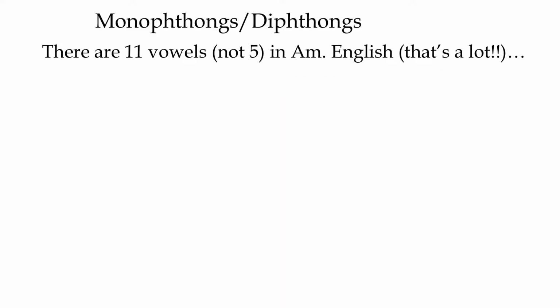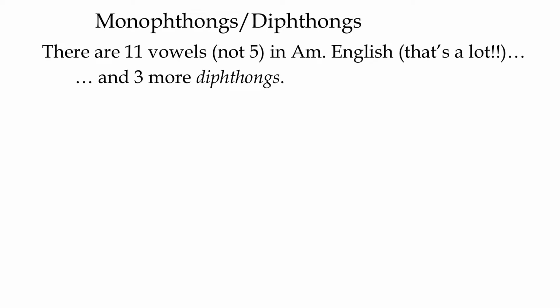Okay, monophthongs versus diphthongs. Monophthong is just Greek for one vowel. Diphthong is Greek for two vowels. We saw in the last video that standard American English has 11 cardinal vowels and one little vowel, schwa, that the other vowels become when they're unstressed. Not 5. 5 is a different thing. A lot of people would say, oh, English has 5 vowels. 11 is a lot, actually, in terms of the world's languages.